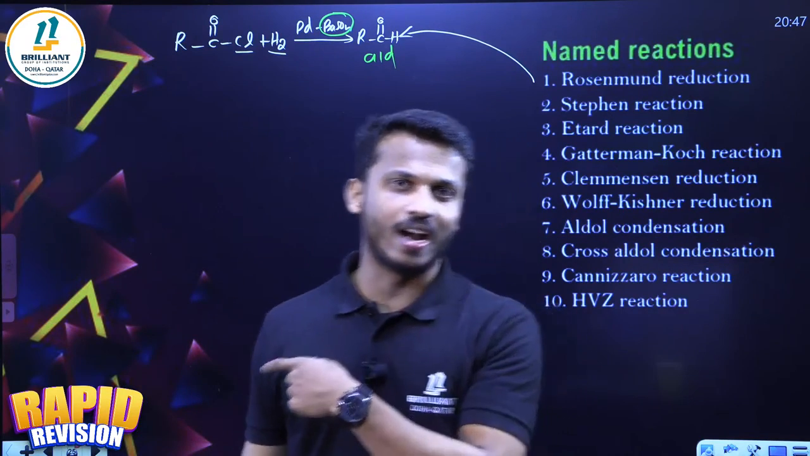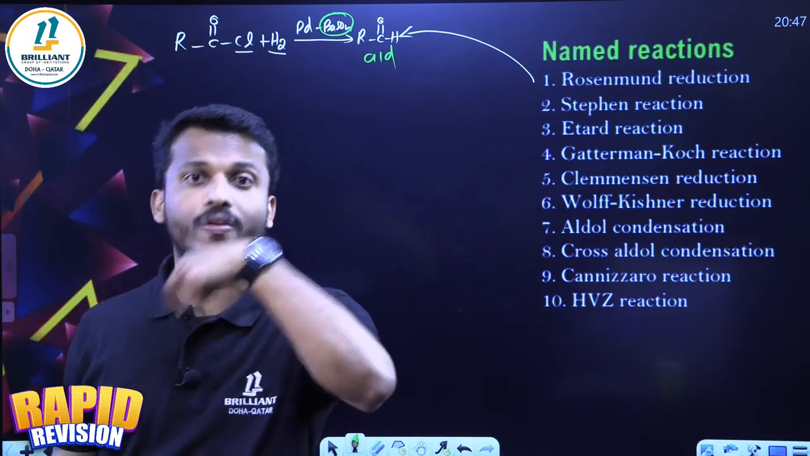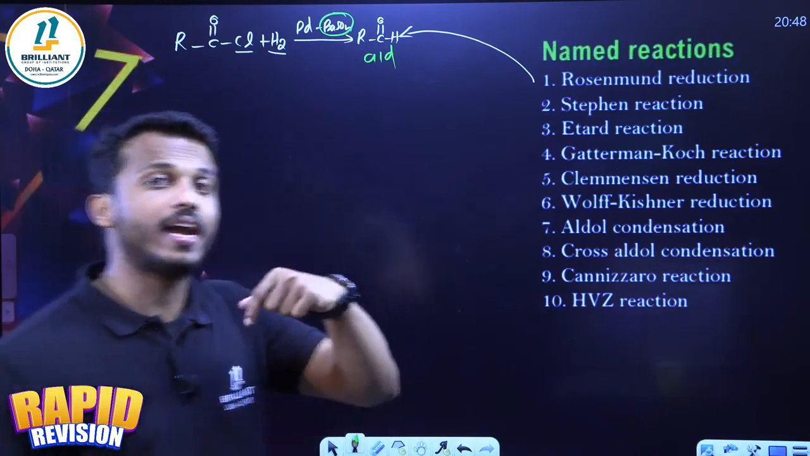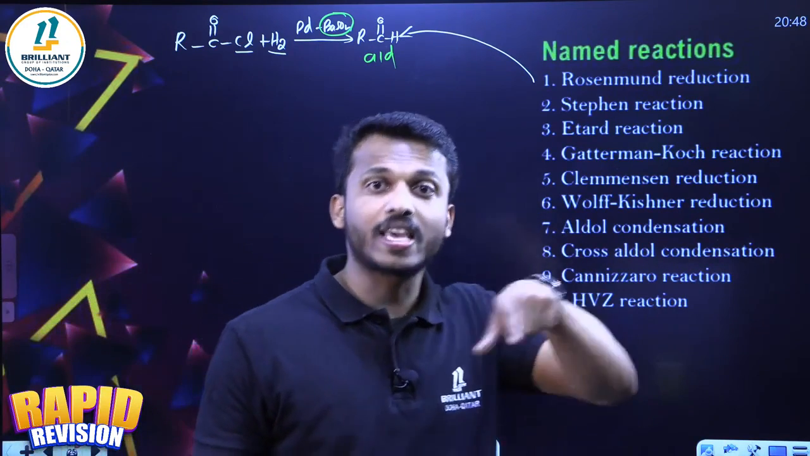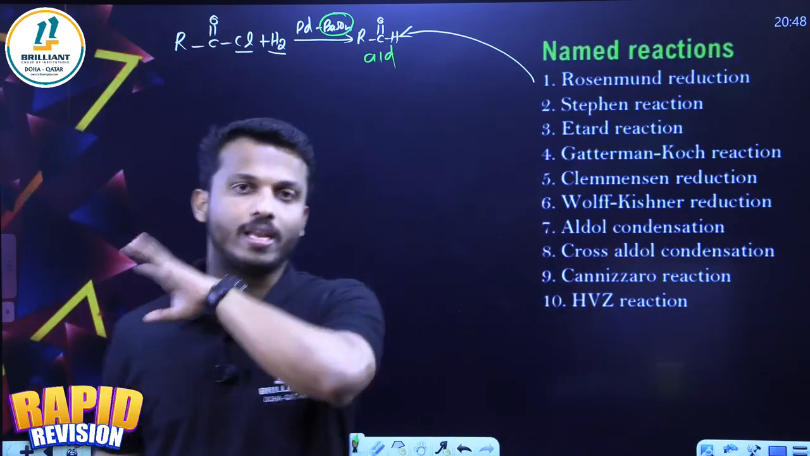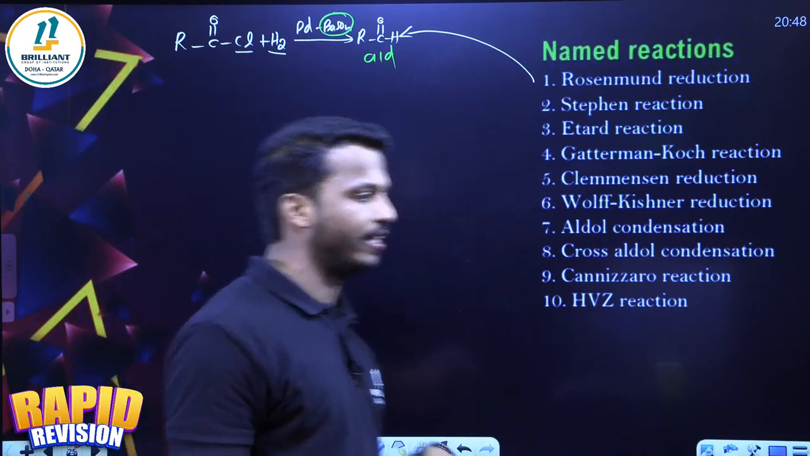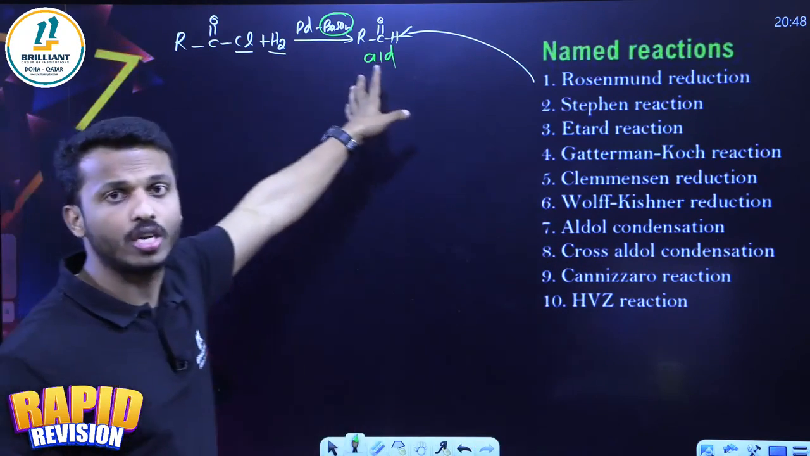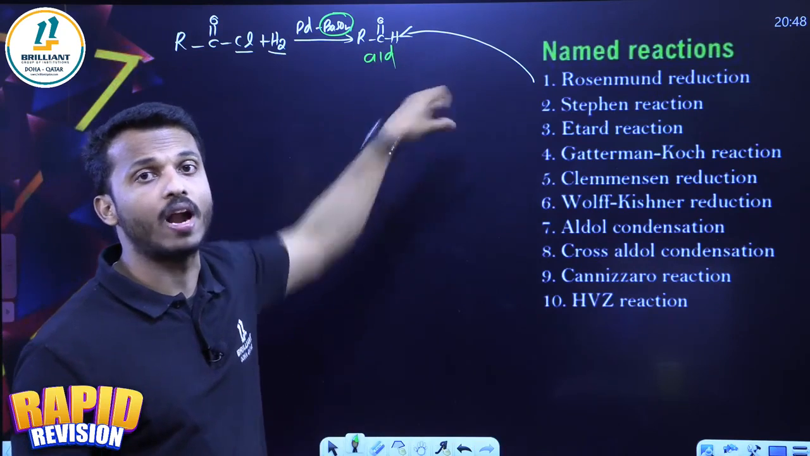The product is aldehyde. This aldehyde can undergo further reduction. This can be prevented with the help of barium sulfate, right? It reduces the activity. So barium sulfate is used to prevent the further reduction of aldehyde.